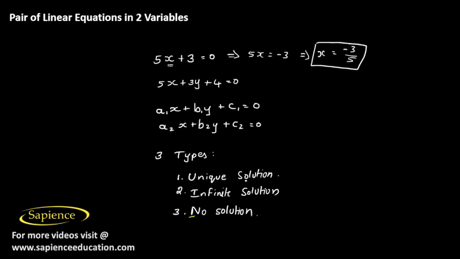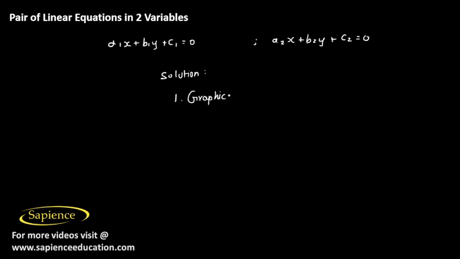Now we will focus only on the unique solution type. So when two linear equations a1x plus b1y plus c1 equal to 0 and a2x plus b2y plus c2 equal to 0 have a unique solution, how can we find that unique solution? There are two ways. The solution can be found using the graphical method and the algebraic method.